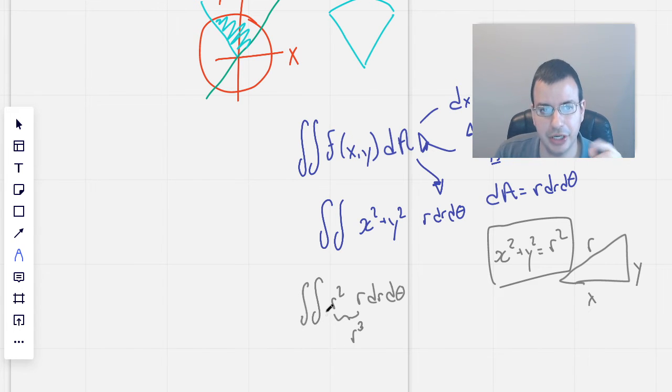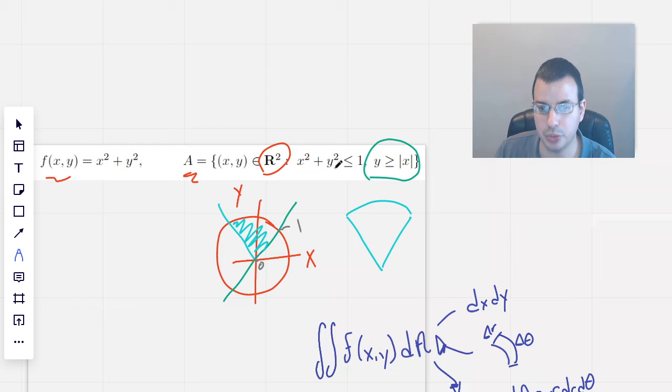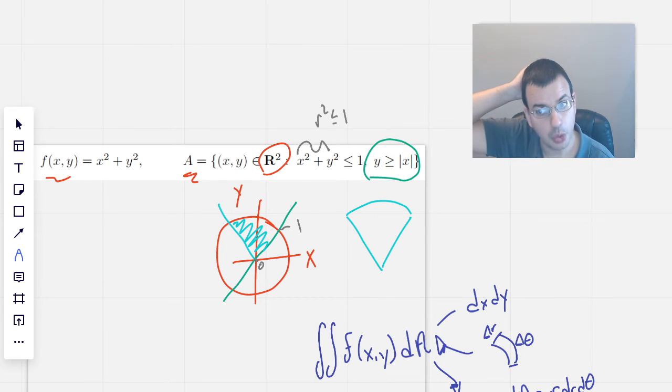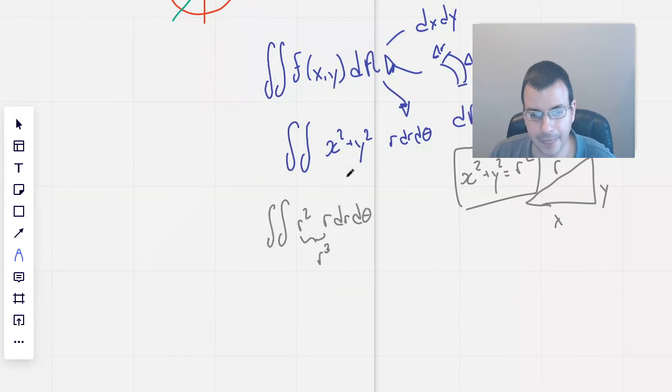Now we want to do the limits of integration. So r is going to start at 0. It's going to go to 1 because we know that x squared plus y squared, which is the same as r squared, is less than or equal to 1. So that less than or equal to part means we're going to start at 0 and go up to 1. In this case, we're going to assume that r squared cannot be less than 0, because x squared is positive and y squared is positive. And traditionally, you don't assume negative radii. So r will be from 0 to 1.